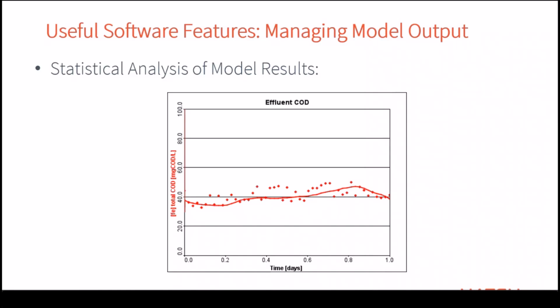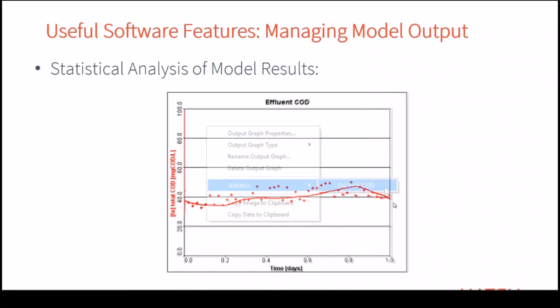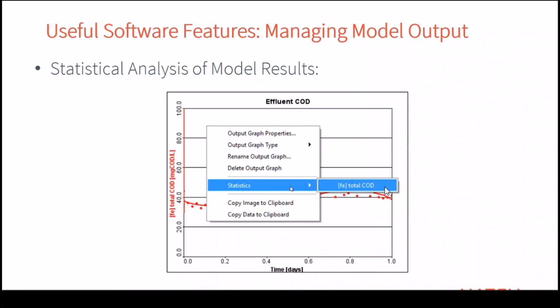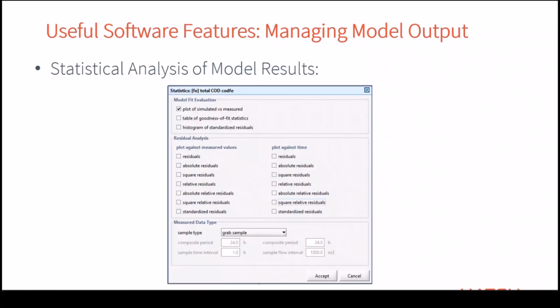So any place that you're plotting this, where you've got a solid line that is the model and a bunch of data points that you're reading from a file, you can right click on that graph and select statistics. And what it does is it produces some analysis for you about the goodness of fit of your model. And it actually produces a huge number of different possibilities of things that you can do.